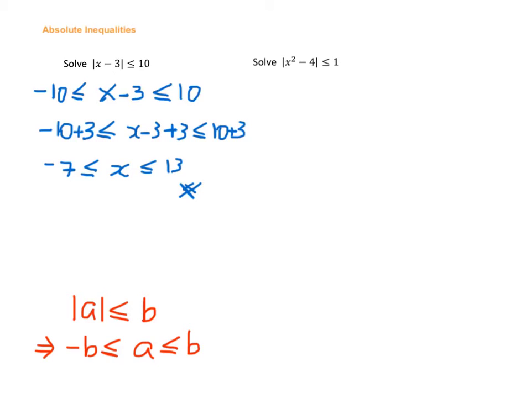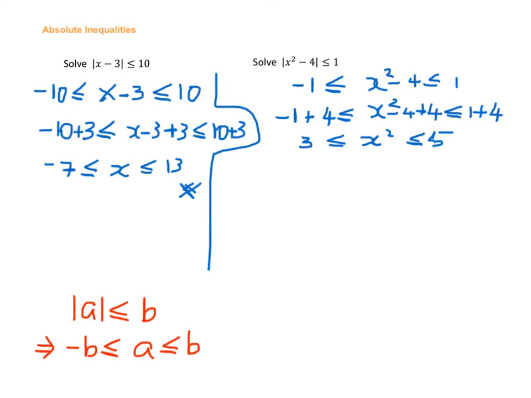Now let's move on to something more complicated like this, the absolute inequalities involving a quadratic. So here we have it, opening the absolute inequalities, and you get x squared minus 4 bounded between negative 1 and 1. So we add 4 to eliminate the minus 4 here, and so we end up getting x squared bounded between 3 and 5.